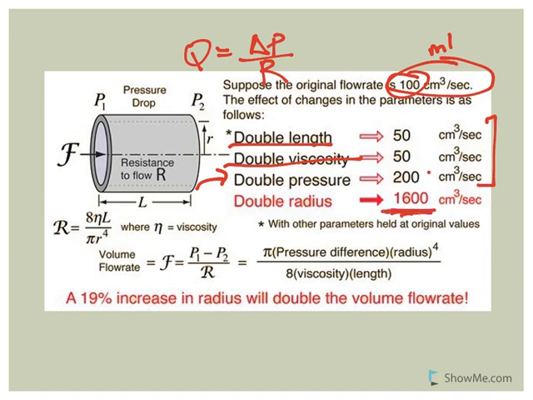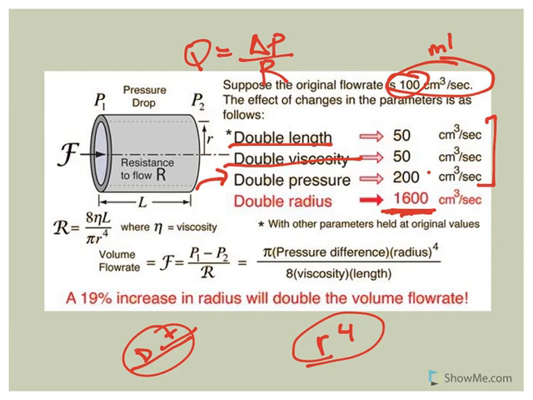I've doubled it. I have a 16-fold increase in flow rate because it's r to the 4th power. And remember, just so you know, radius is half the diameter. Okay, so that's radius. This would be the diameter. So think about the significance here.